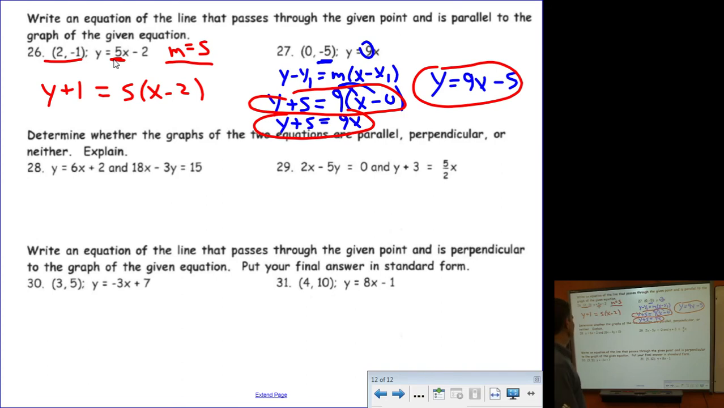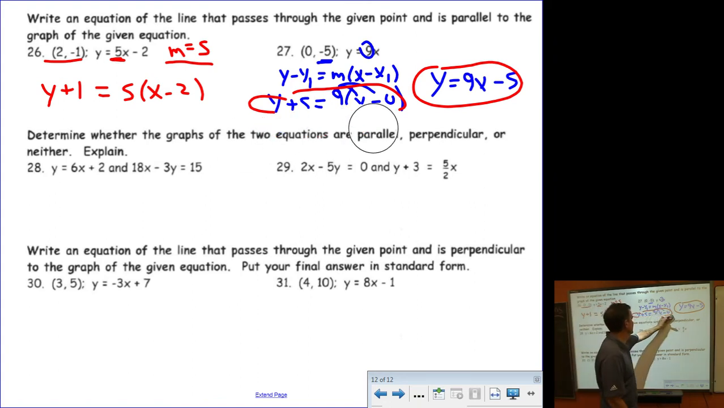All right, the next say, determine whether the graphs of the equations are parallel, perpendicular, or neither. To determine whether things are parallel or perpendicular or neither, I just need to know the slope.